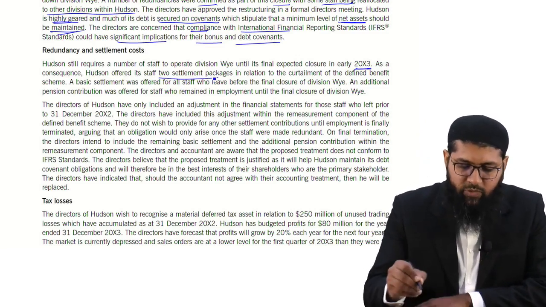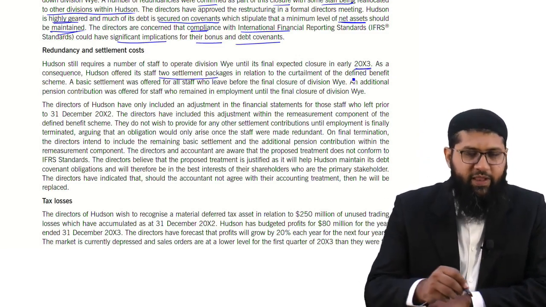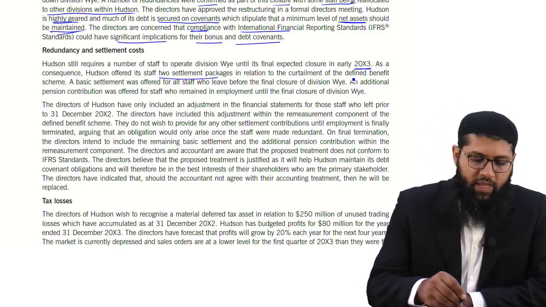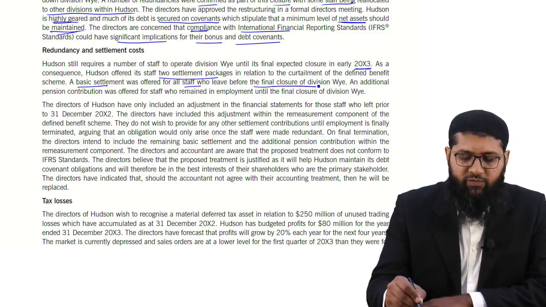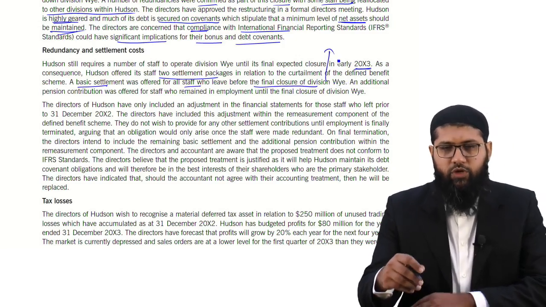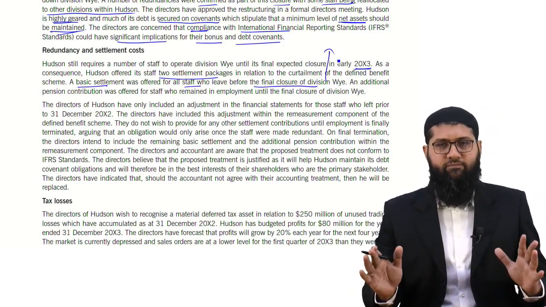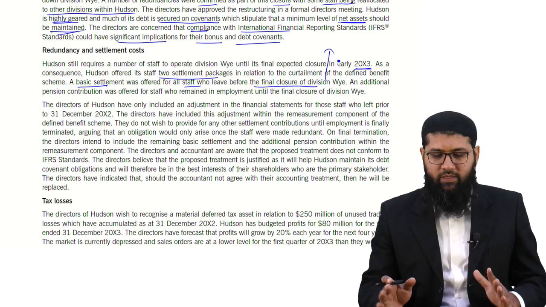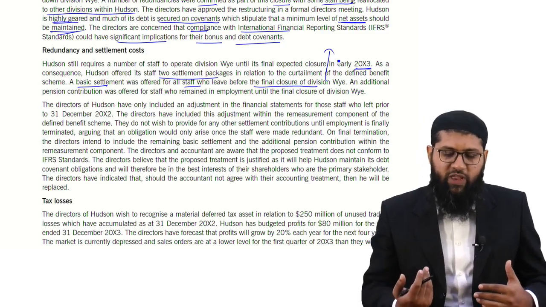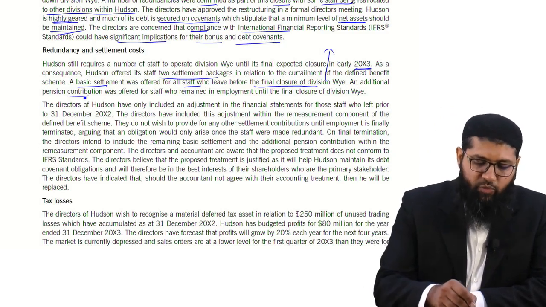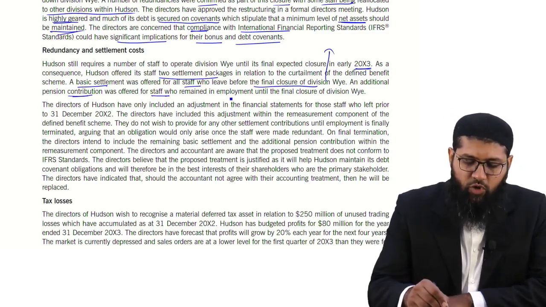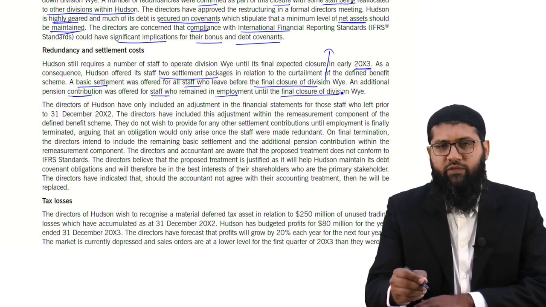Okay, what are they? In relation to curtailment of the defined benefit scheme, a basic settlement was offered for all staff who leave before final closure of Division Y. So that is for all the staff who leave before the final closure of Division Y. An additional pension contribution was offered for staff who remained in employment until the final closure of Division Y.